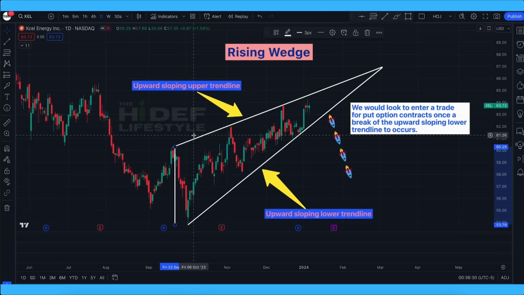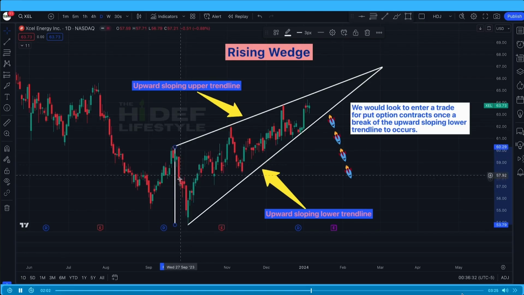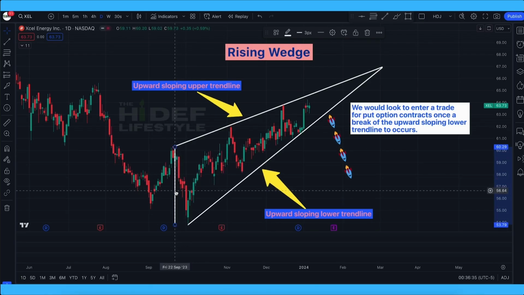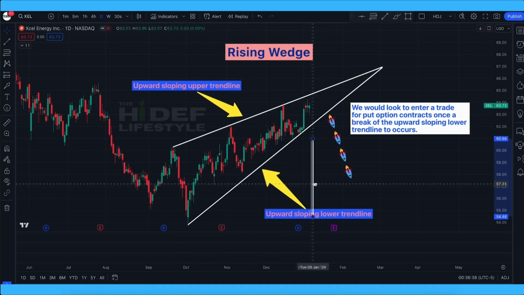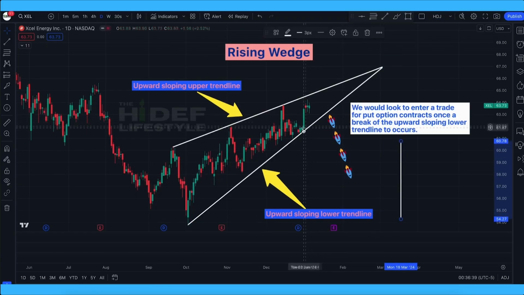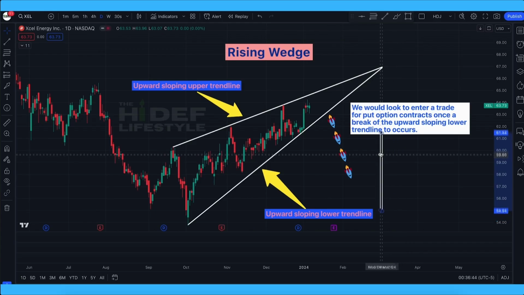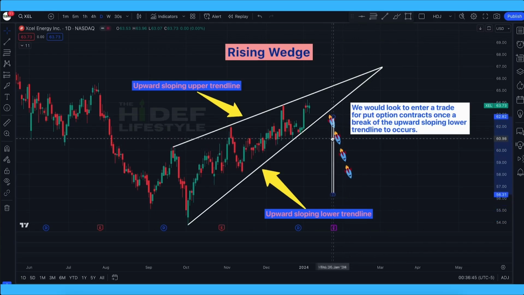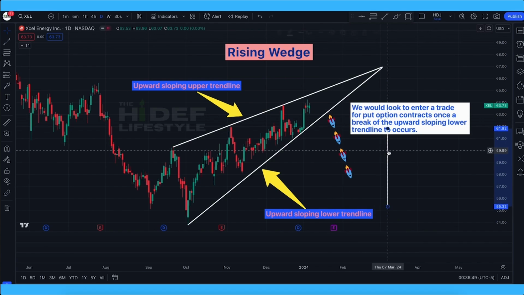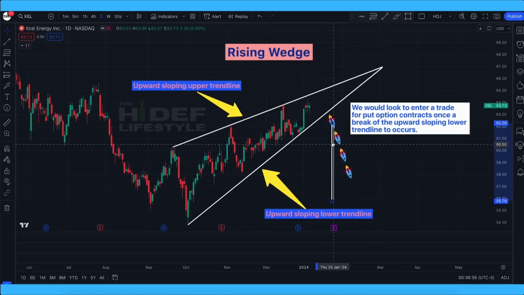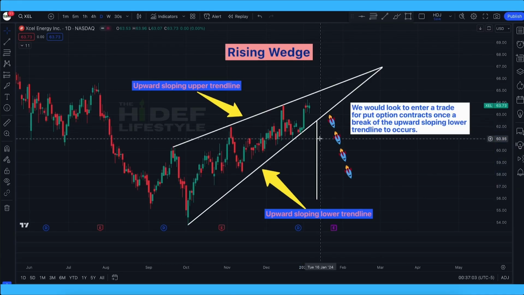So you take the widest point of the rising wedge from top to bottom, and then you take this line, and once the price breaks this upward sloping lower trend line, then you're going to place this at the point it breaks. So let's say, for example, it breaks the trend line right here. If it does that, you're going to take this line tool and you're going to put it right there. All right, right there.